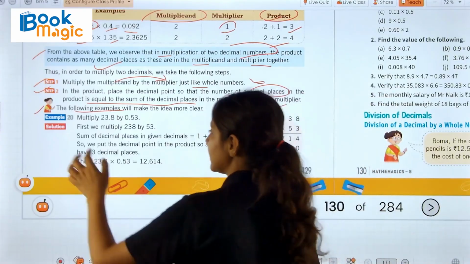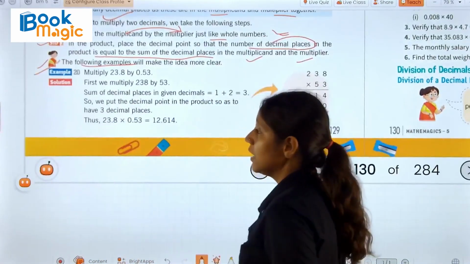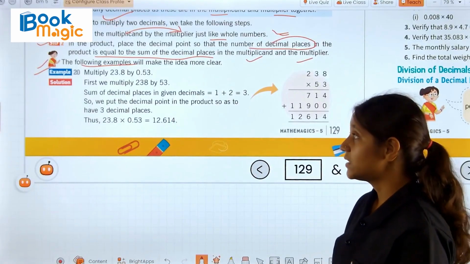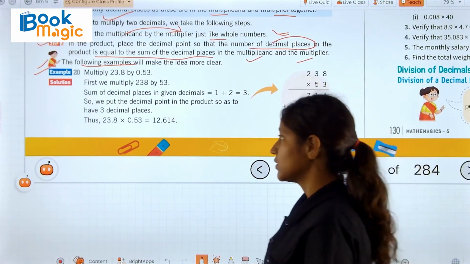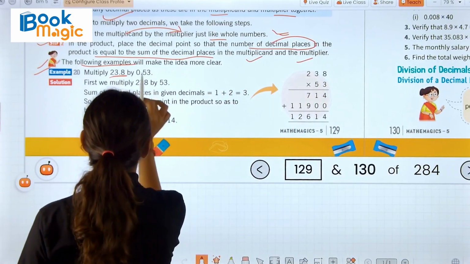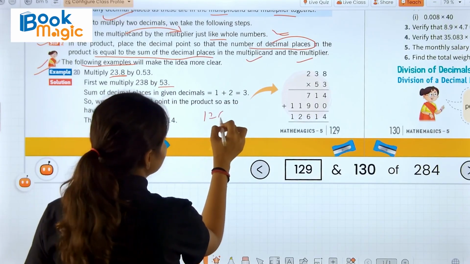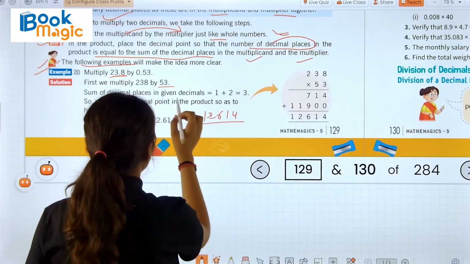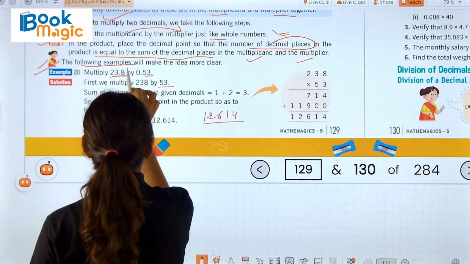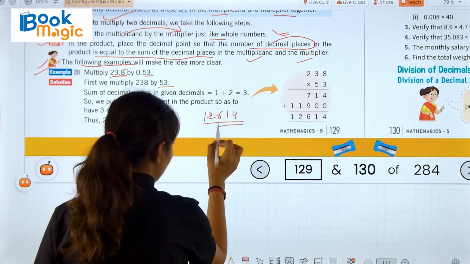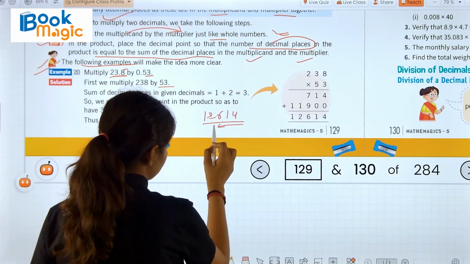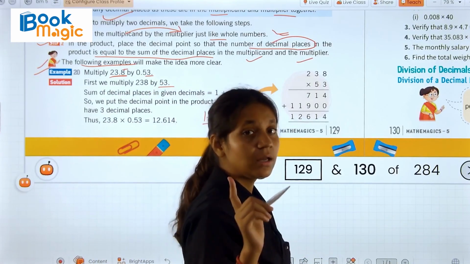See, example number 20. Multiply 23.8 by 0.53. First we multiply 238 with 53, and we get the answer 12614. Now see, one has two decimal places and the other has one decimal place. So we have to leave three places, and then add the decimal.